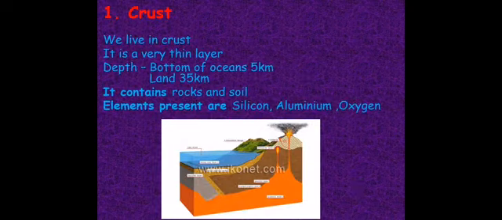Let's talk about the crust. We live in the crust. It is a very thin layer. Its depth from the bottom of the ocean is about 5 kilometers. From land it is about 35 kilometers. It contains rocks and soil. The main elements present in the crust are silicon, aluminium and oxygen.